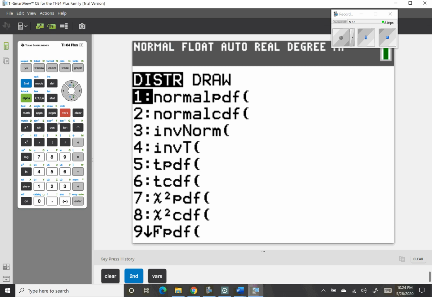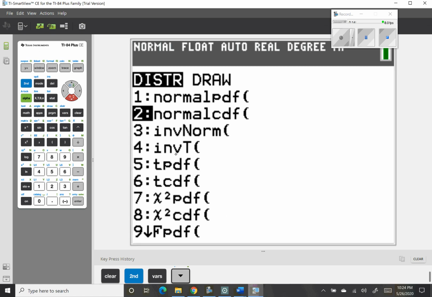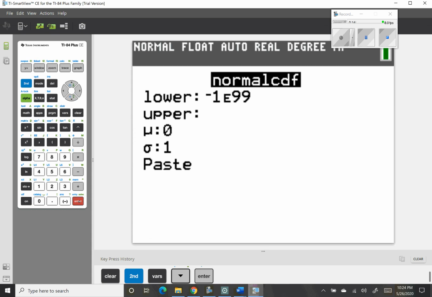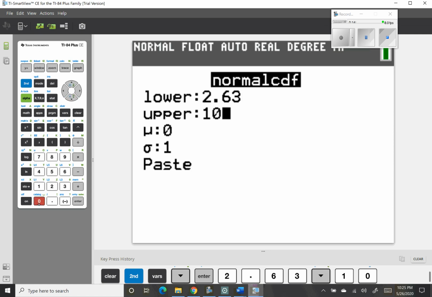There's a ton of stuff in here, but there's only one thing you're ever going to use, and that's option 2, normal CDF. If you take AP Stats next year, you might do this other stuff, but for this class, only ever use normal CDF. You're going to hit enter. The lower number was 2.63. The upper number was 10.